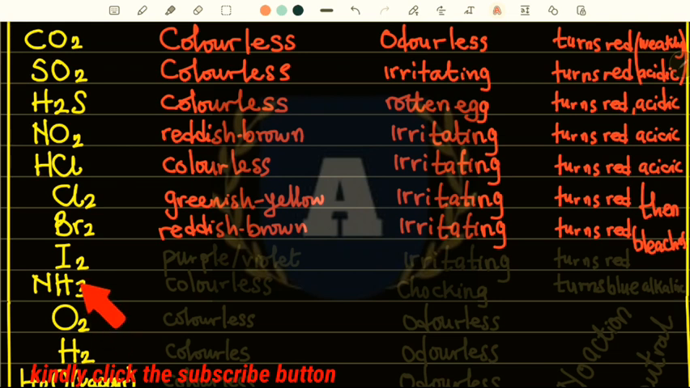Okay, so we have the iodine gas. It has a purple or violet color. It is irritating, and then turns litmus red.